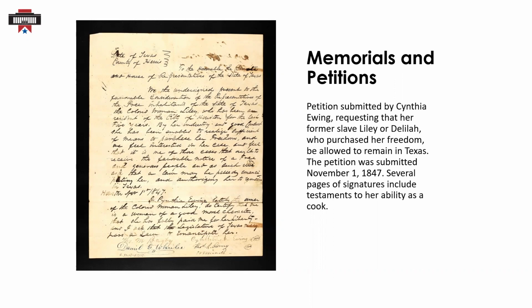This petition was submitted by Cynthia Ewing, requesting that a woman formerly enslaved by her, Lily or Delilah, who purchased her freedom, be allowed to remain in Texas. The petition was submitted November 1st, 1847, and several pages of signatures include testaments to her ability as a cook. Digital images are indexed and are available on Ancestry.